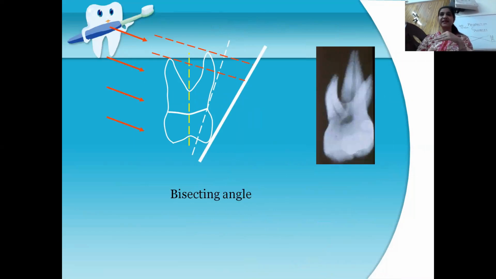Then the bisecting angle technique, where the object and source distance is compromised. It is 8 inches, and sometimes magnification can also be seen if the distance is not appropriate as 8 inches. It follows the Cieszynski rule, that it has to make an equal triangle. So bisecting angle, if not taken properly, sometimes creates more magnification.